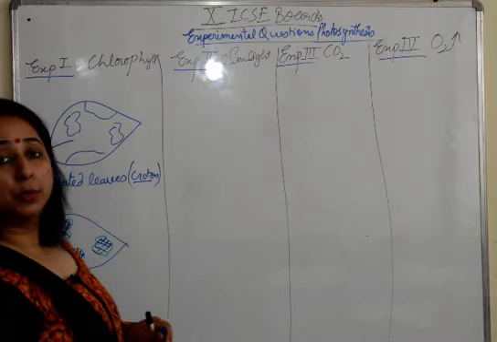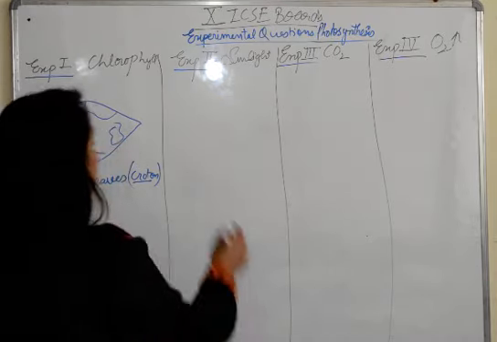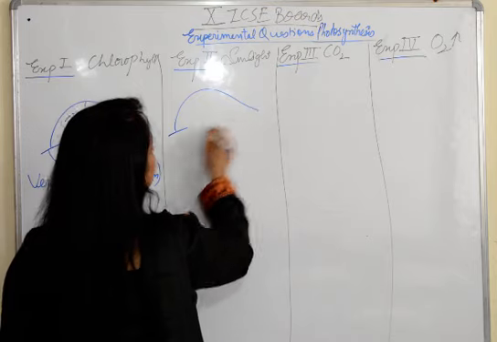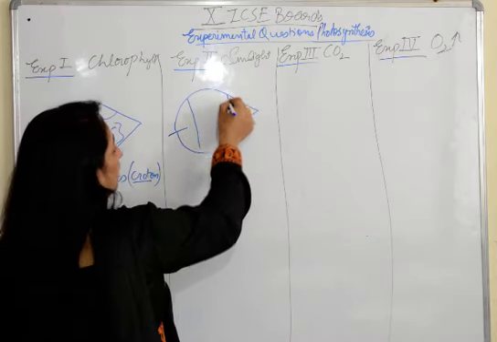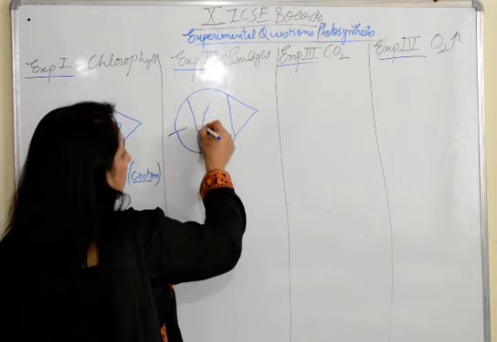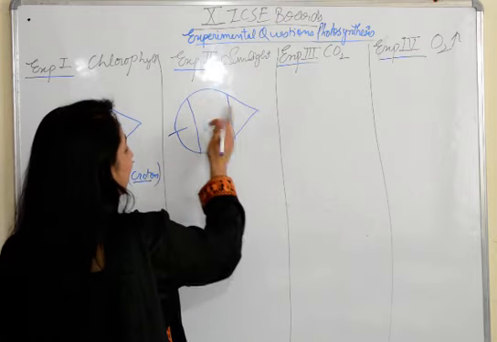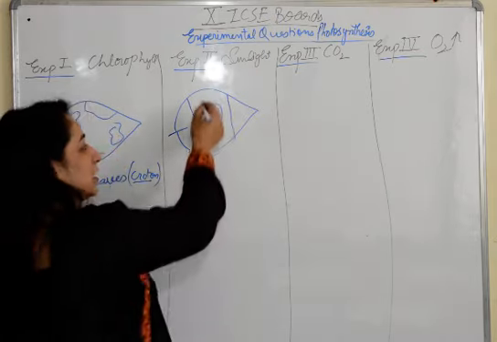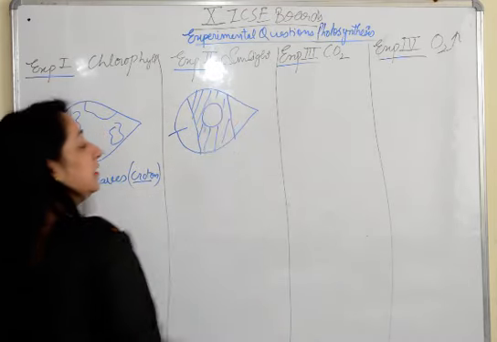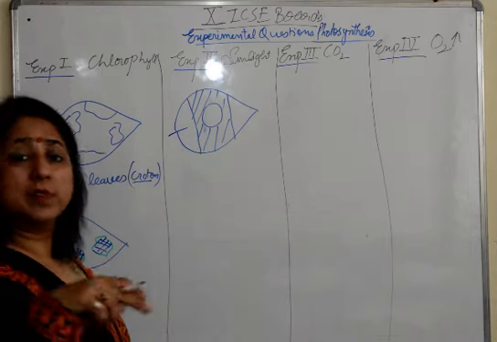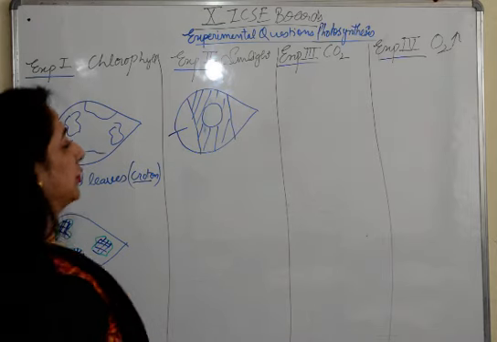Next is experiment number 2. Sunlight is important for photosynthesis. Now if you get an experiment or a diagram where this kind of a picture is there, maybe a star is here, I'll just make a circle. Okay, so this kind of a picture is there. So this shows that the experiment is to prove that sunlight is important for the process of photosynthesis.